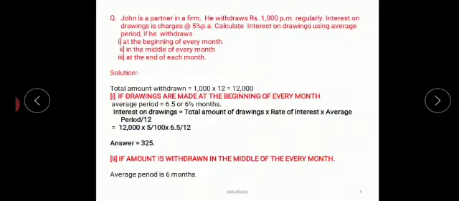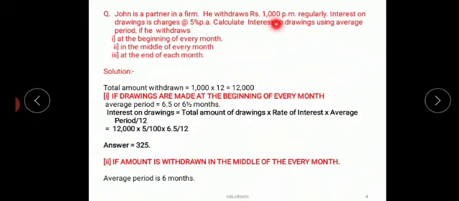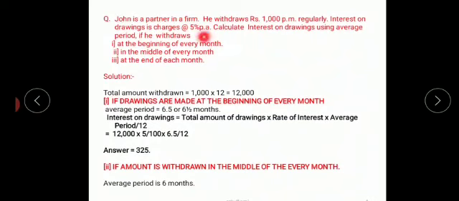In this problem we have a person called John, who is a partner. He withdraws 1,000 regularly. Interest on drawings is charged at 5% per annum. Now you have to calculate interest under average period or shortcut method, with 3 options. That is, if he draws in the beginning of the year, if he draws in the middle of the year, or if the amount is drawn at the end of the year.